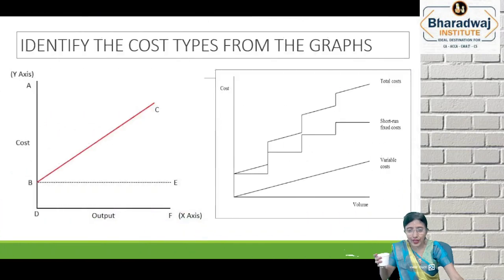Now, identify the cost types from the graphs. So, this is one other type of question. We are discussing cost analysis with these types of questions, and the probability is very high of these types. We saw some theoretical questions on cost terms, types of costs, etc.